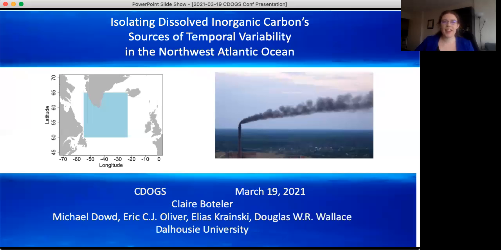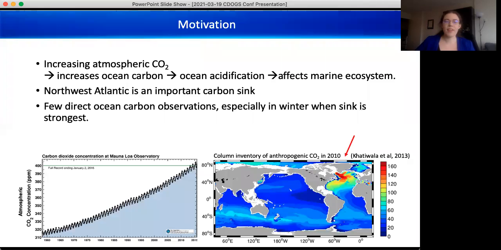My presentation today is looking at ocean carbon in the Northwest Atlantic. With atmospheric carbon dioxide increasing over time, as seen in the left figure, the ocean takes in more carbon. The extra carbon is a consequence of human activities and is referred to as carbon's anthropogenic component. This causes the ocean to become more acidic, which affects the marine ecosystem.